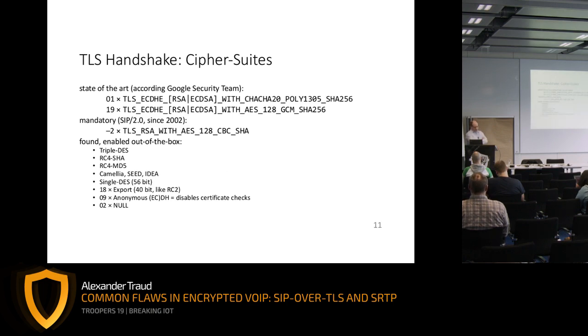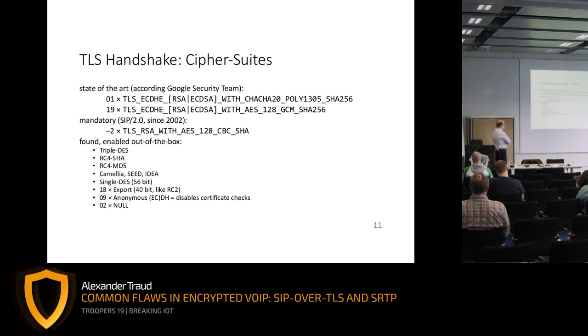So yeah, here we have the cipher suites. According to the Google security team, we have the TLS ECDHE ChaCha20-Poly1305 and so on. It is a favorite one, state of the art nowadays. It's good, but only one of the phones I looked at had it. Only one of the 42.